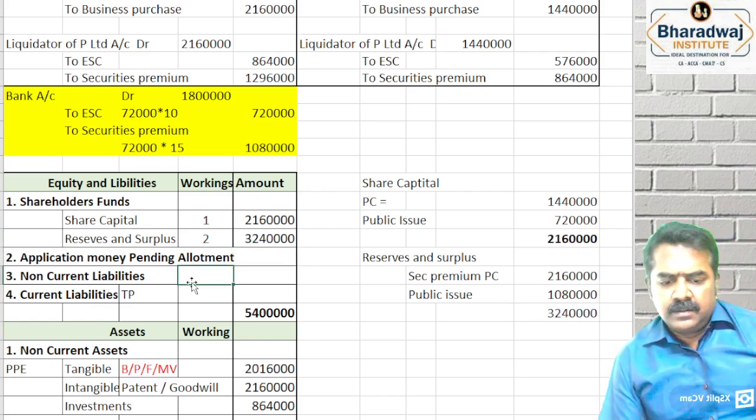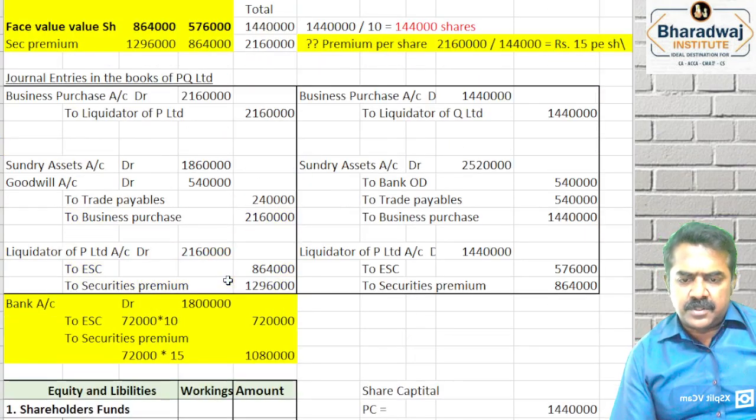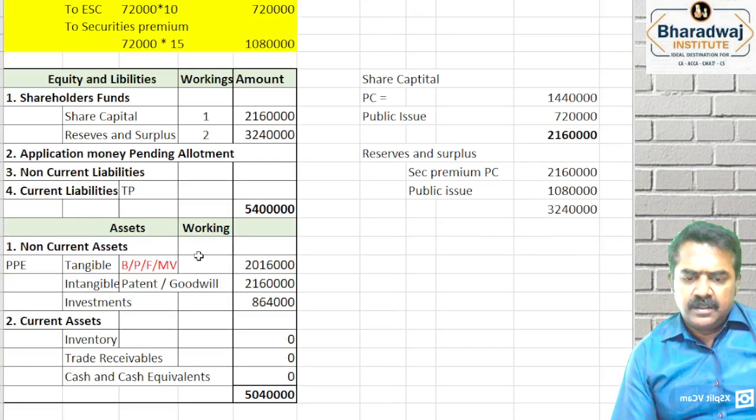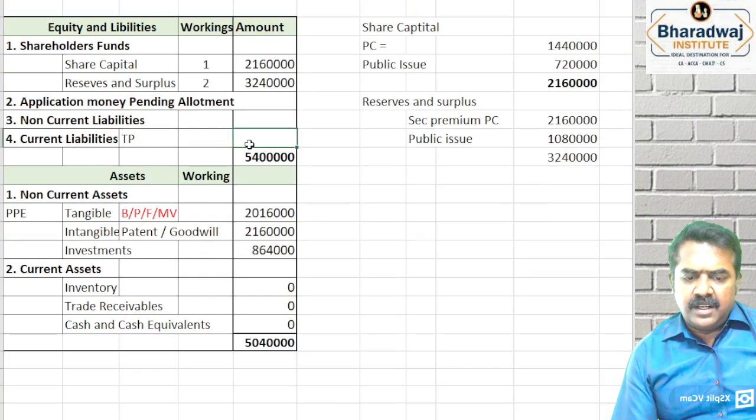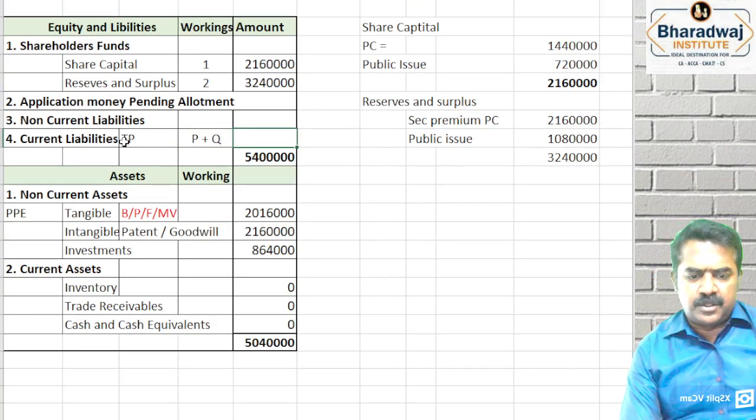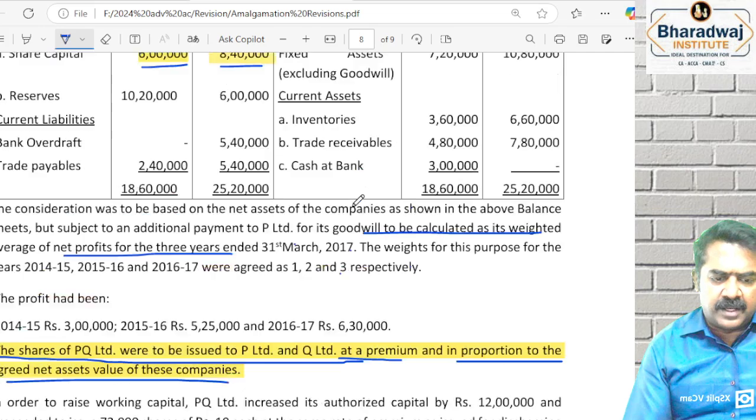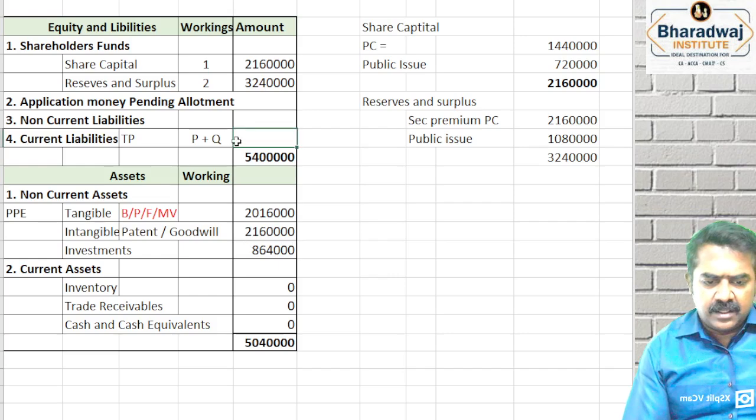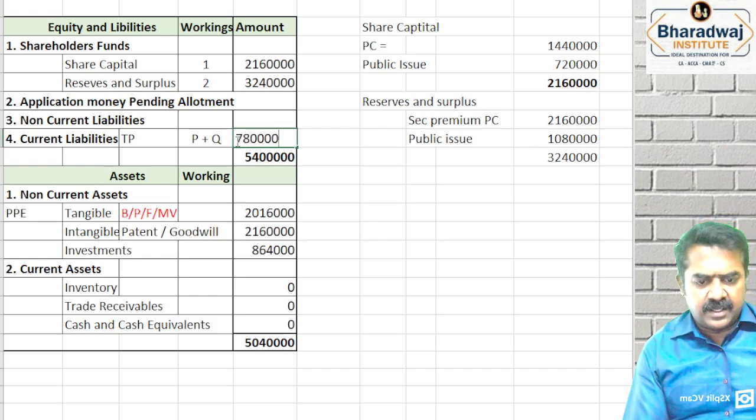Non-current liability, any in this question? I hope no non-current liability. No non-current liability in both the questions, both the company. Then current liability trade payable of P Limited plus Q Limited. We are taking over at balance sheet value only. 7 lakh 80. This 2 lakh 40 plus 5 lakh 40. How much? 7 lakh 80,000.